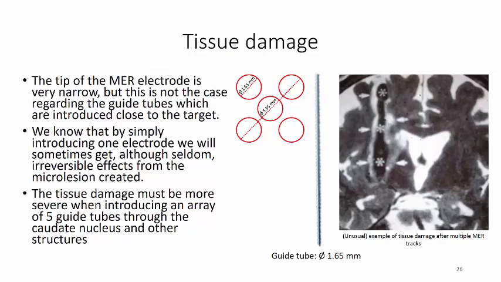We further have the problem with tissue damage. The tip of the microelectrode is very narrow, but this is not the case regarding the guide tubes, which are introduced close to the target. We know that by simply introducing one electrode, we will sometimes get irreversible effects from the microlesion created. And the tissue damage must be more severe when introducing an array of 5 guide tubes through the caudate nucleus and other structures.